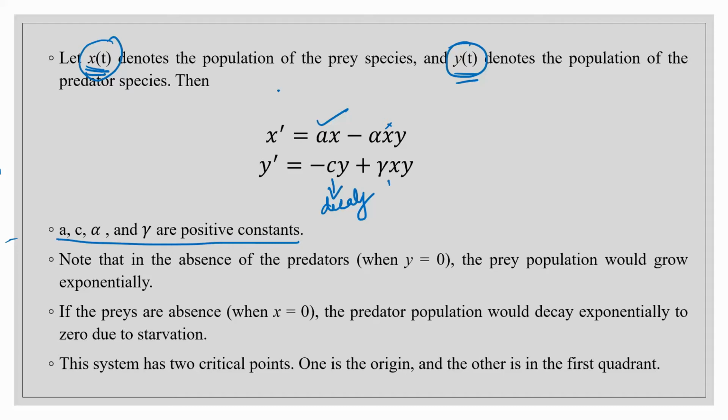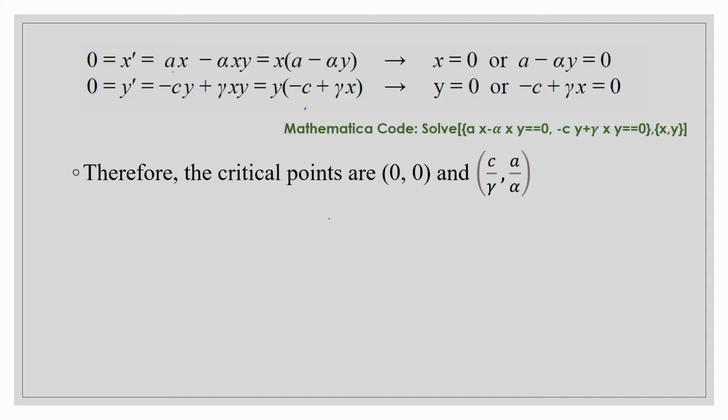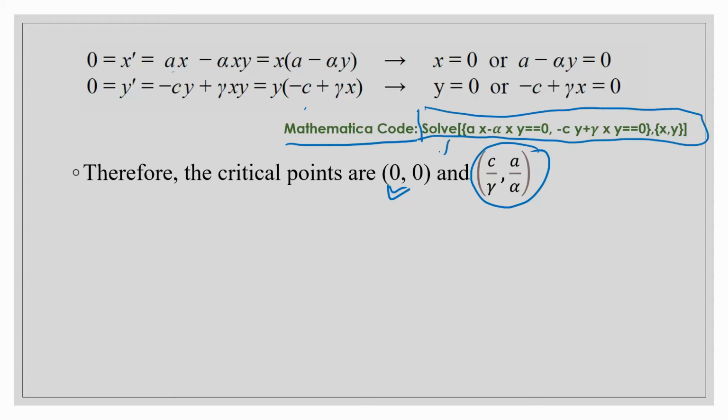So if you solve this system, or if you find the equilibrium point, how can you find it? The equilibrium point can be found by setting the equations equal to 0. If you solve this, you will get two equilibrium points, this and this. I have used this simple Mathematica code. You can write this in Mathematica and get the equilibrium points easily, or you can solve by hand also. This one is useful for complicated systems.